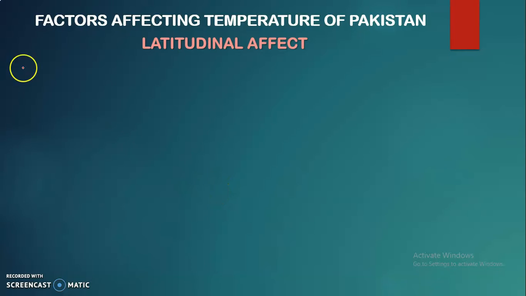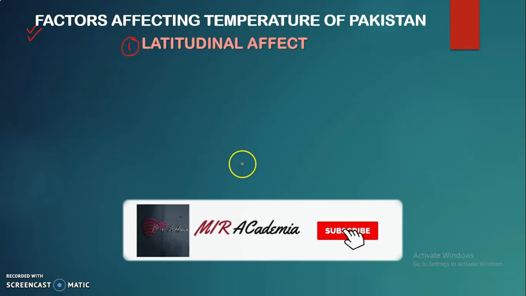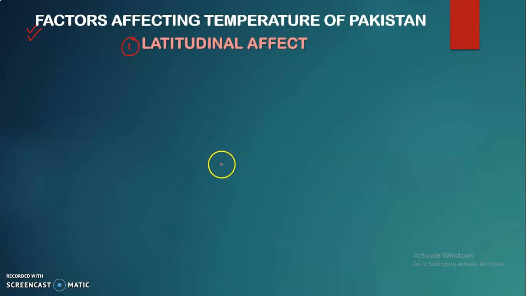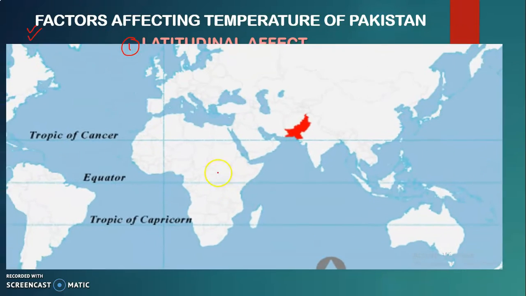So viewers, here we have our very first topic related with the factors affecting the temperature of Pakistan, and that is the latitudinal effect. It means that just because of the latitudes, the temperature of Pakistan varies. So let's start with the diagram over here.